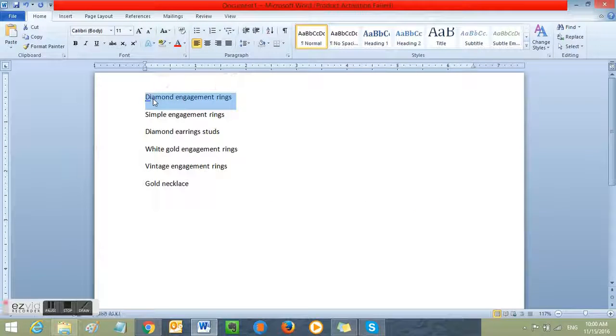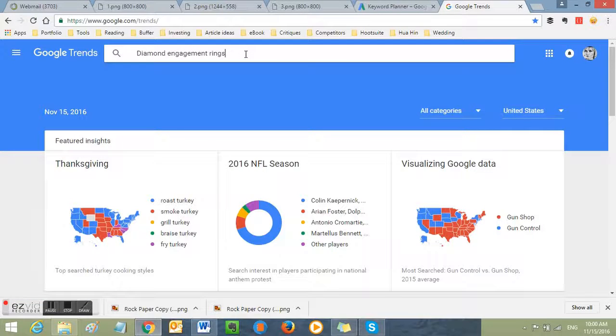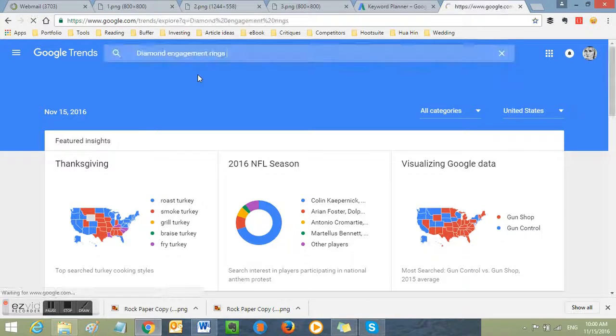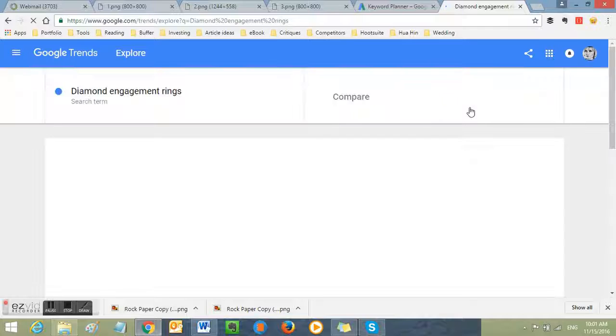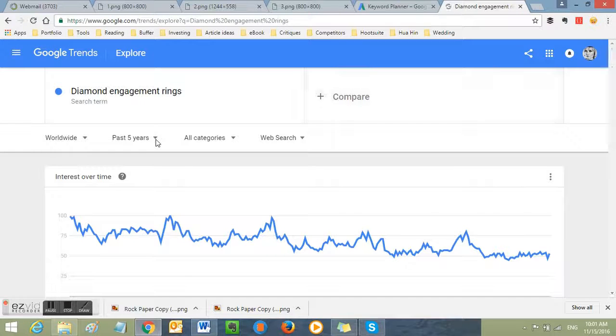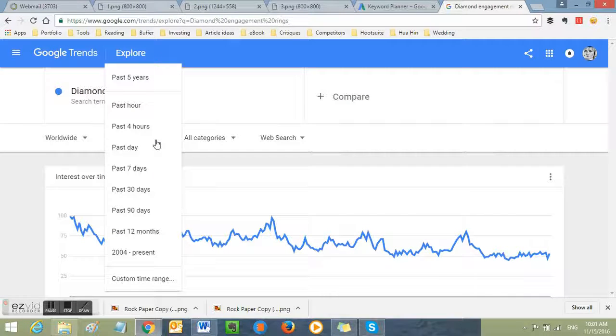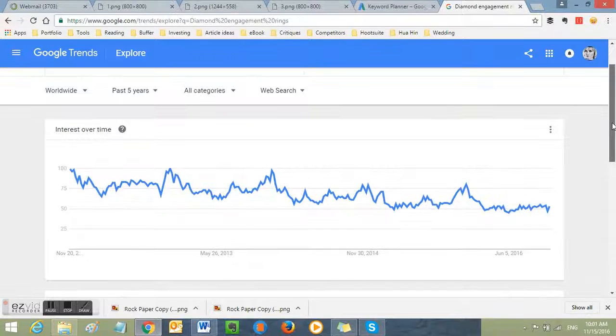We see it's worldwide, past 5 years. We can change the time range to a smaller scale, and we can see that the search has been good, but obviously the interest is dropping. But we're going to see how it compares with our other terms, because we can do it as well.